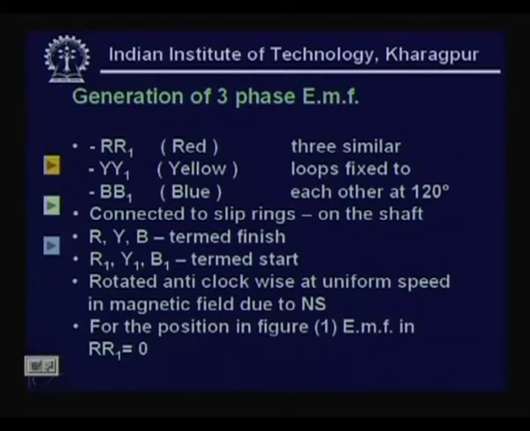Now, we already know that if a particular loop is rotated in a magnetic field anti-clockwise, the generated EMF is sinusoidal. What we are going to show in this particular case is that when there are three loops, it will be as though there are three voltages generated, each displaced in time, which is equivalent to a displacement of 120 degrees phase shift or electrical shift.